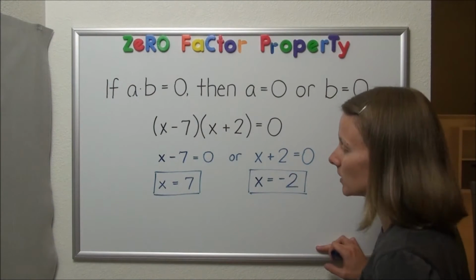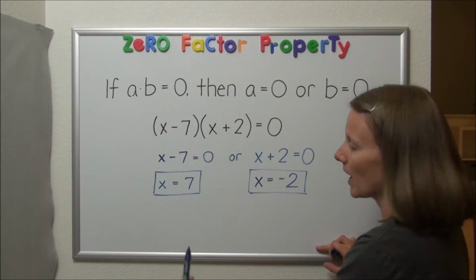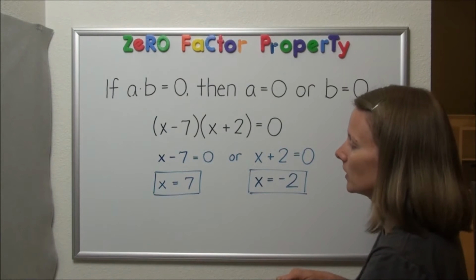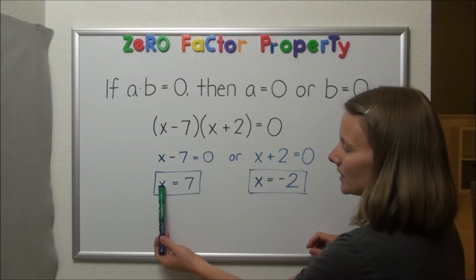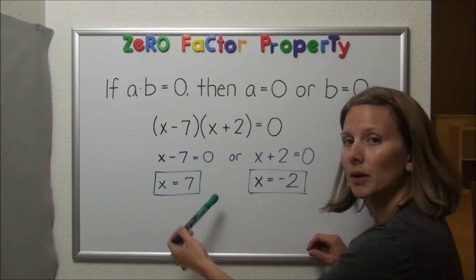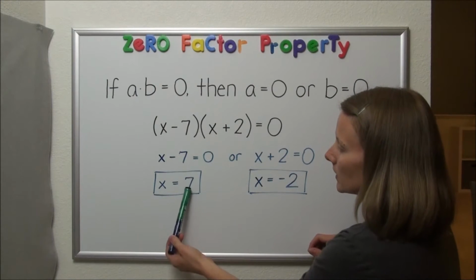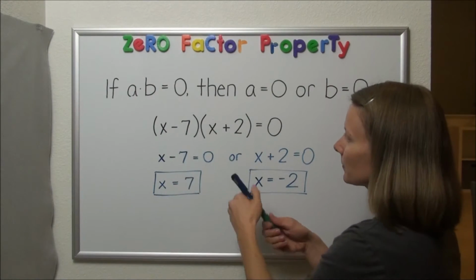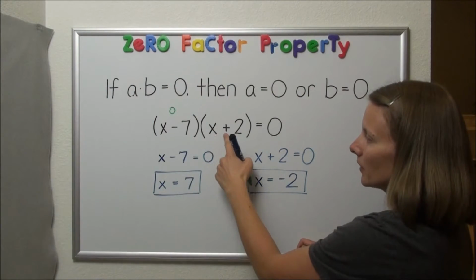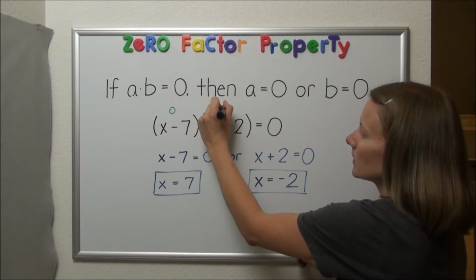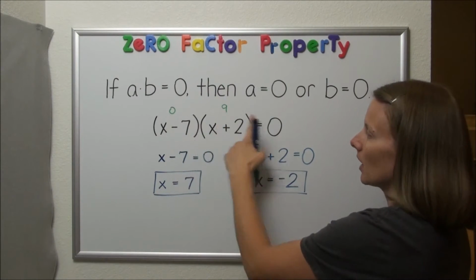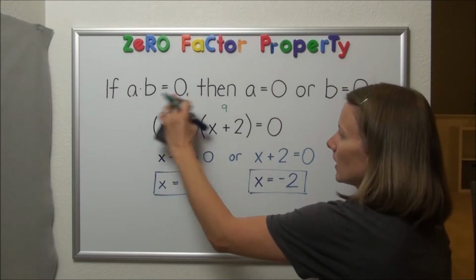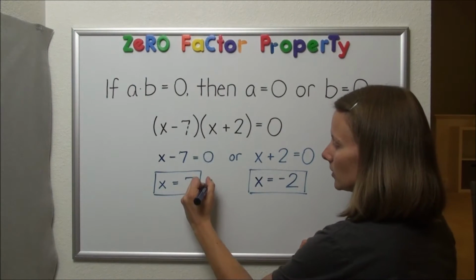Now, if I want to check my solution, I can always plug my answers back in. Let's try x equals 7 just to verify that that solution really does work. So wherever I see an x up in the original equation, I'm going to plug a 7 in. So let's say x is 7. What's 7 minus 7? That would give us a 0. What's 7 plus 2? That would give us a 9. And we know that 0 times 9 really is 0. So that's true. So I know that 7 is a valid solution.